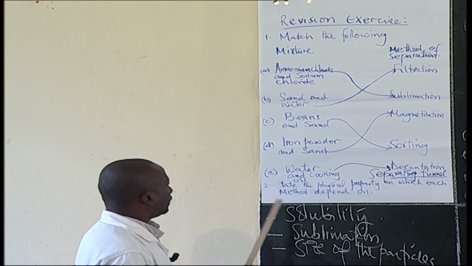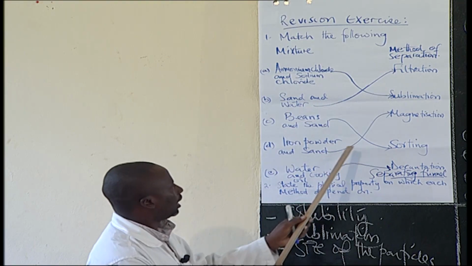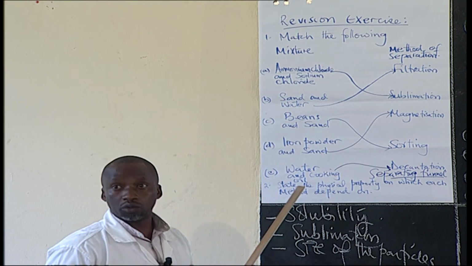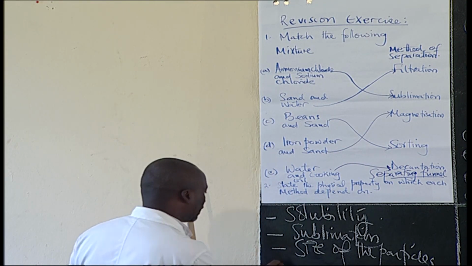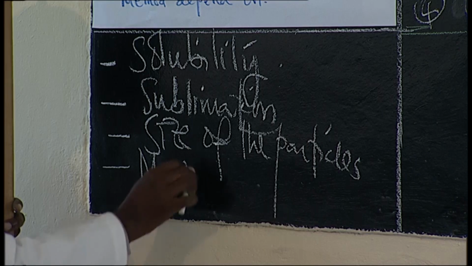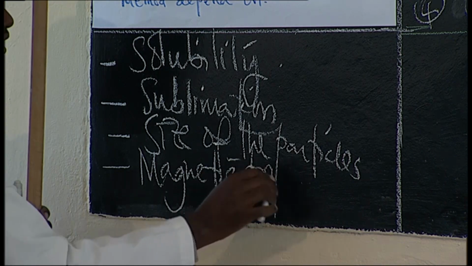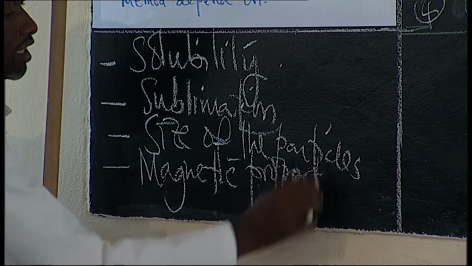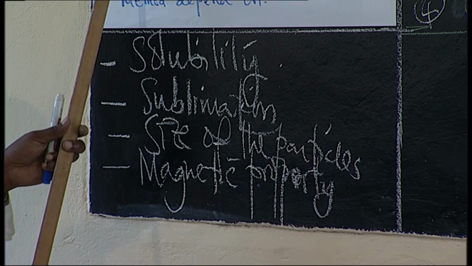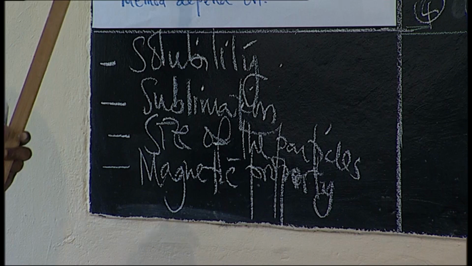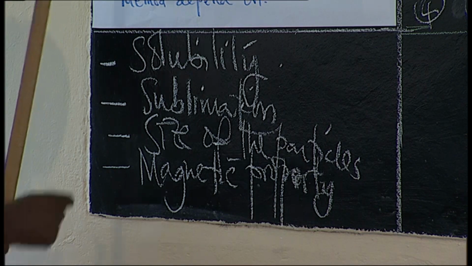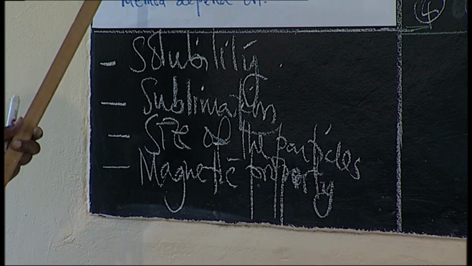And then if we go to the iron powder and the sand, we are using the magnetic property. One of the substances, which is iron powder, is attracted by the magnet. So that is the magnetic property that we are using.